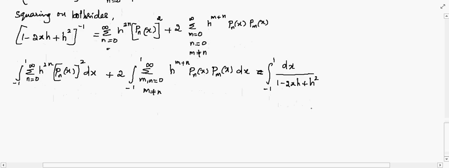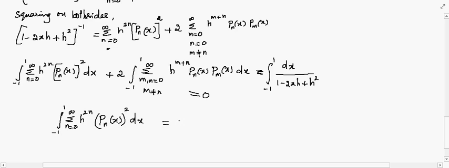Okay, using the first one, this integral will be 0. Yes, so using that we are getting only integral from minus 1 to 1 of sigma n equal to 0 to infinity h power 2n into Pn of x whole square dx, is equal to integral from minus 1 to 1 of dx by 1 minus 2xh plus h square.